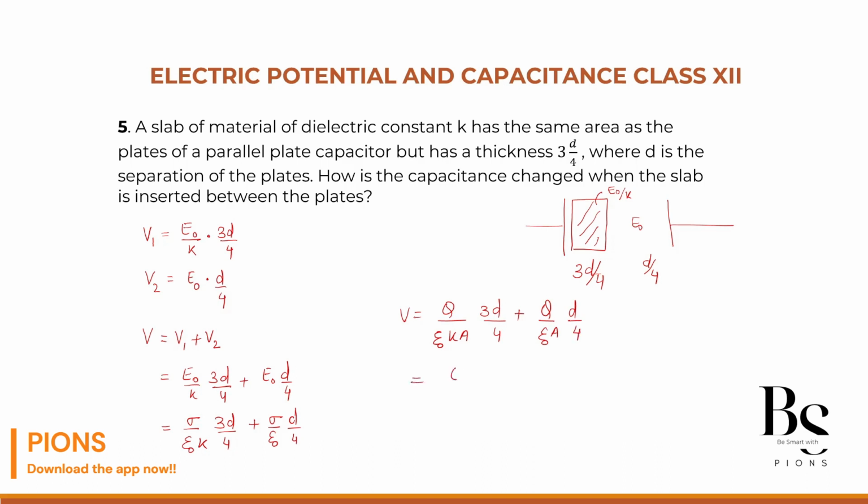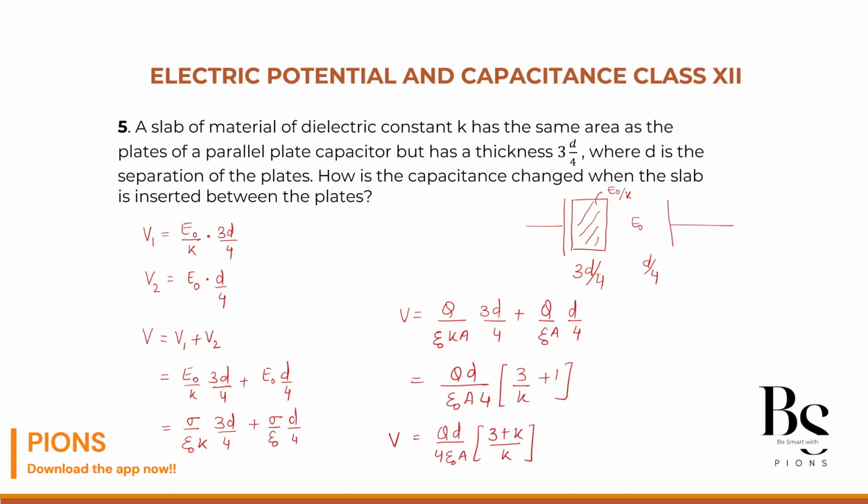Now what is common between both? Sir, Q is there in both the terms in the numerator. D is also there in the numerator. Epsilon naught is there in both of them. A is there in both of them. 4 is there in both of them. So what are we left with here? 3 by K plus 1. Now this can be written as QD upon 4 epsilon naught A into (3 plus K) upon K. Correct? This is our voltage.